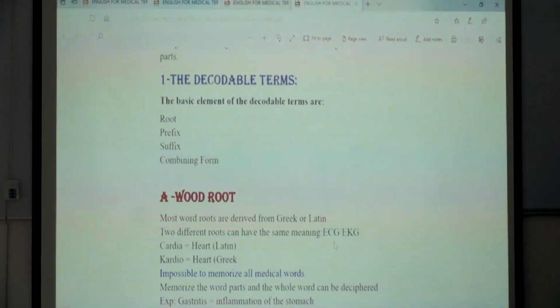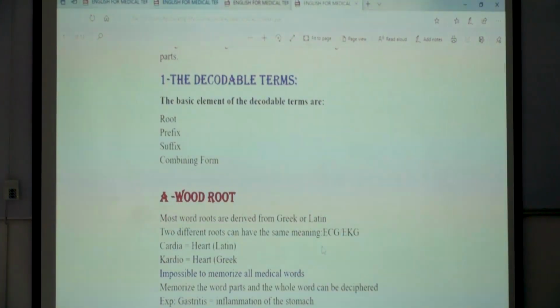So when we are going to form the term, we should have prefix, root, suffix, plus vowel, plus the combining form, which is forming the root in addition to the vowel. This combination will give us the term.